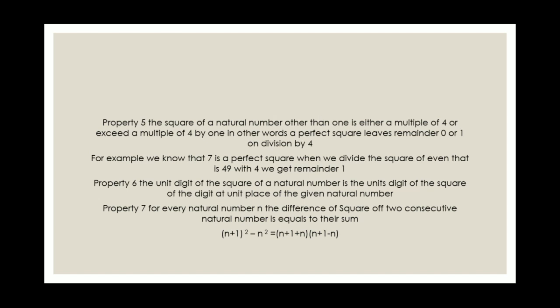For example, we know that 7 is a perfect square. When we divide the square of 7, that is 49, by 4, we get remainder 1. We can say that 7 is a perfect square. Now property number 6. The unit digit of the square of a natural number is the unit digit of the square of the digit at unit place of the natural number.